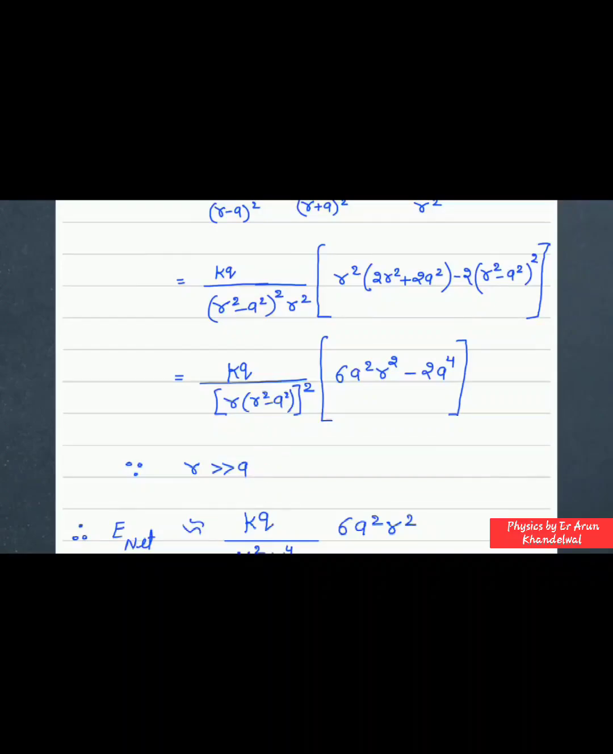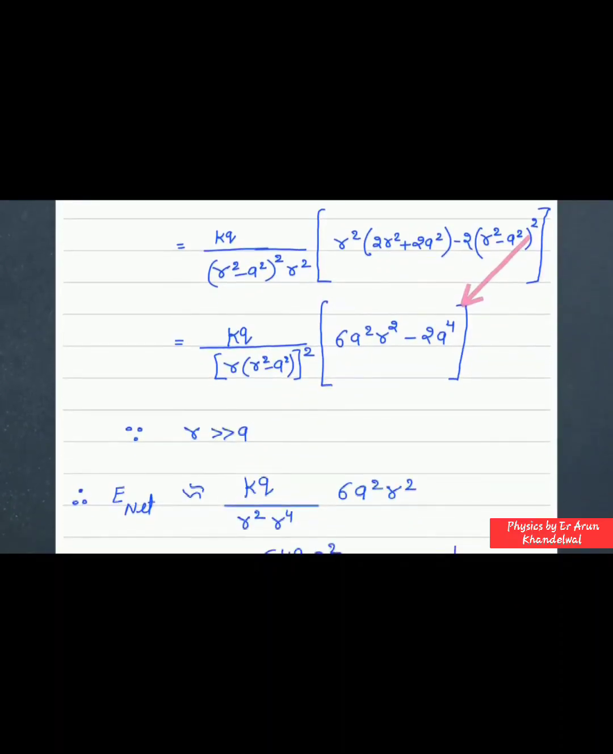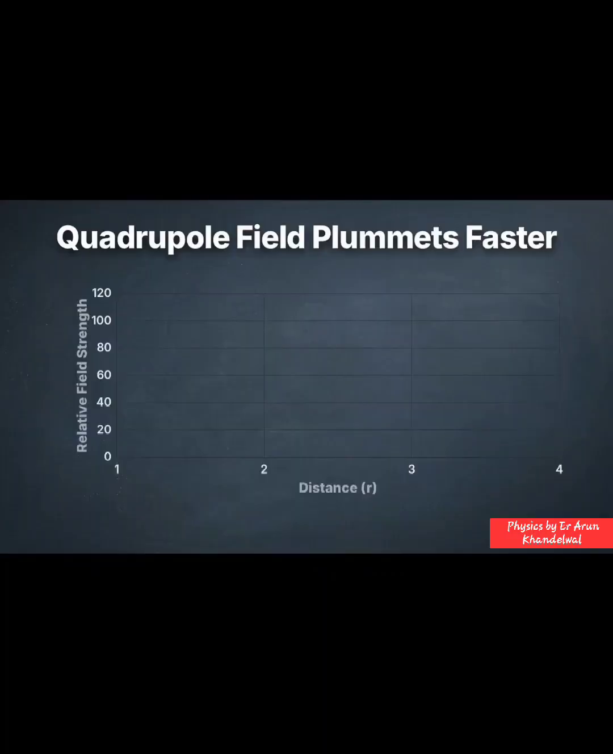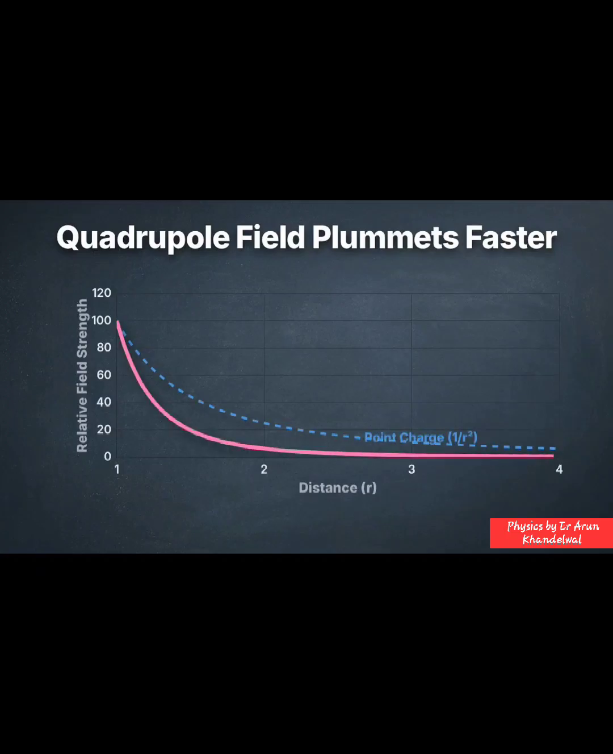Because a is so small, anytime it's subtracted from a huge r term, it barely makes a dent. So we drop a from the denominator entirely, and we drop the tiny 2a to the fourth term from the top, leaving us with this simplified ratio. Cancel the remaining r terms from top and bottom, and we get our final result. The electric field is proportional to 1 over r to the fourth. At immense distances, a quadrupole's electric field drops off incredibly fast. It fades out much quicker than the fields from simpler charge structures.